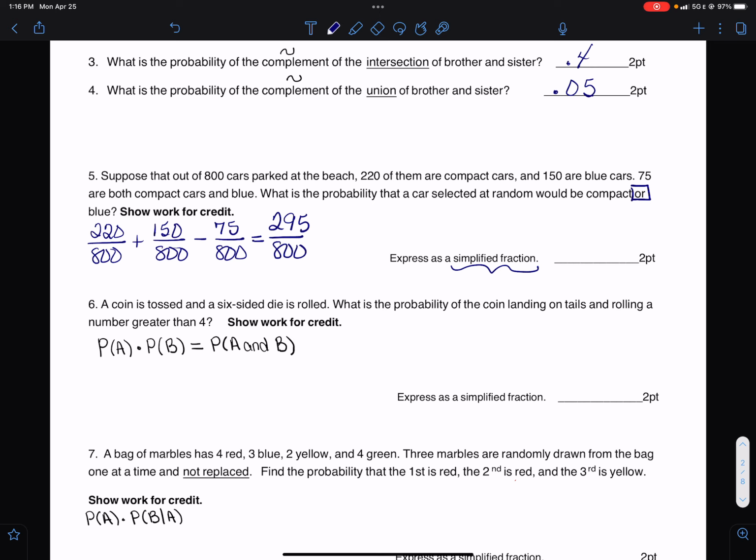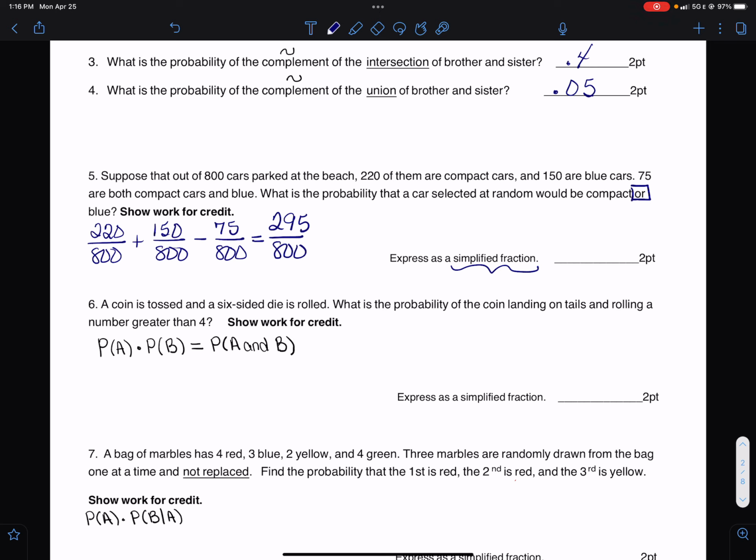All right, next one, number 6. A coin is tossed and a 6-sided die is rolled. So here we have two events happening, two different events that we have to take into consideration. What is the probability of the coin landing on tails and rolling a die? Now, when we have two events, we're no longer adding the events and subtracting where they overlap.